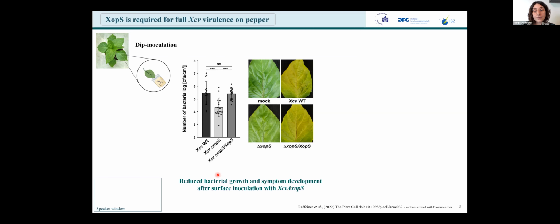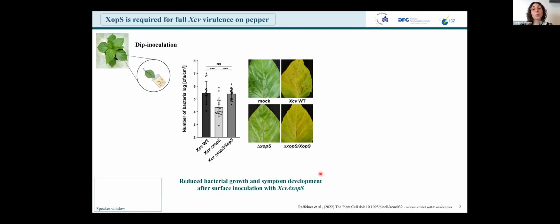So the XCV delta XOP-S mutant strain grew significantly less when compared to the wild type, or the complementation strain that again is able to introduce XOP-S into the host plant. And these results showed that indeed XOP-S is required for the full virulence of XCV.